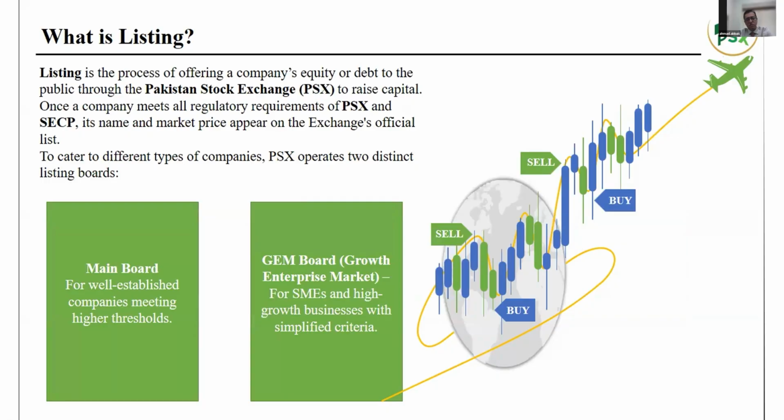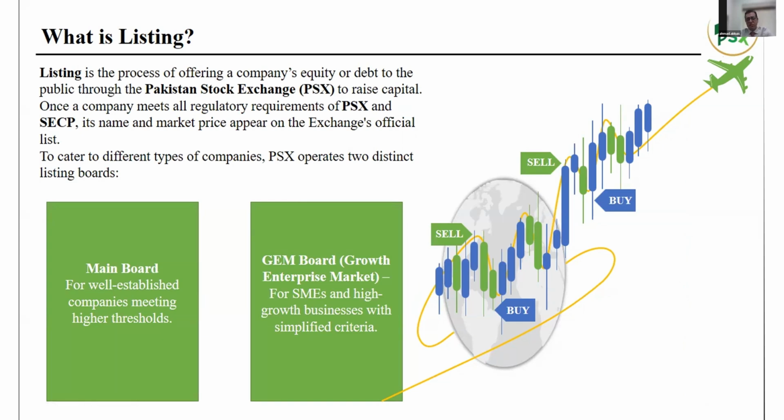I'll start off with the topic: what is listing? Listing basically is the process whereby a company offers equity or debt to the public through Pakistan Stock Exchange Limited. Being the only stock exchange of the country, this is the only platform through which you can raise capital.